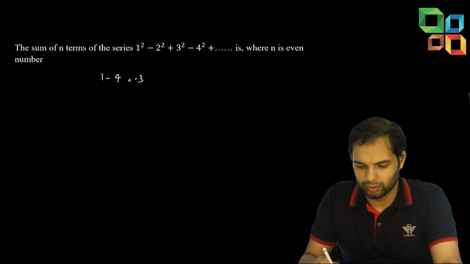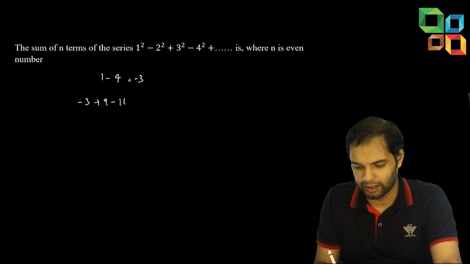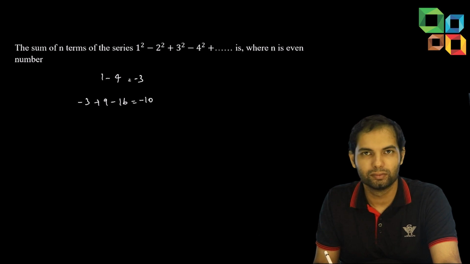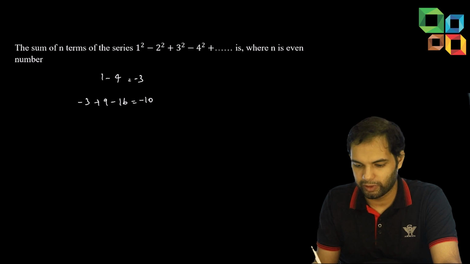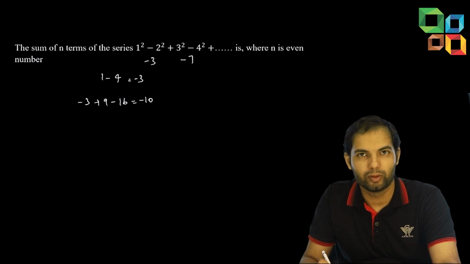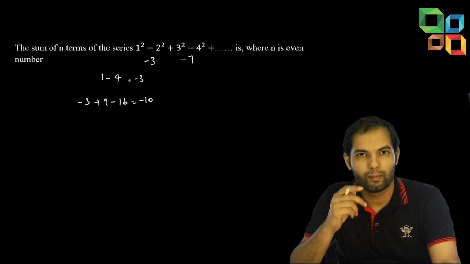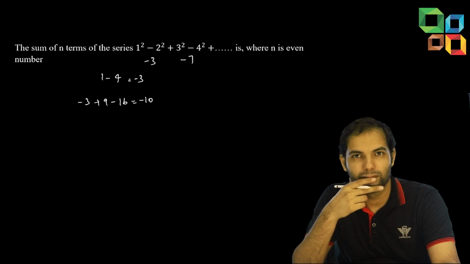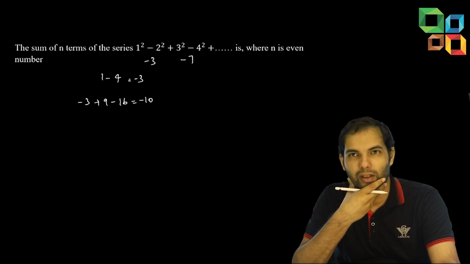Then for 4 terms, it would be minus 7. So first two terms we already calculated. Then 9 minus 16, so it is minus 7. Minus 3 minus 7, minus 10, isn't it? Yes, I agree. This is minus 7, but you're talking about the sum of all the 4 terms. You have to add all of them, right? It would be minus 10, isn't it? Yes, then I made a mistake.